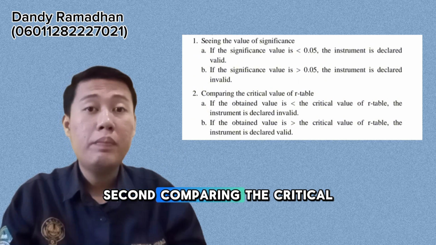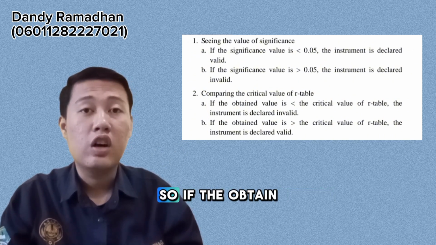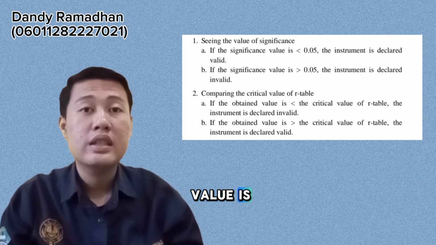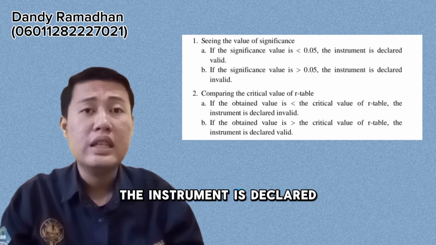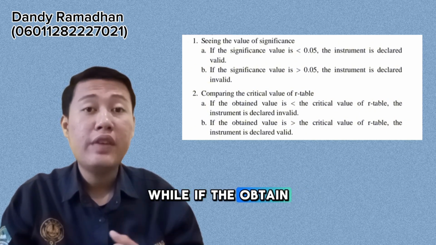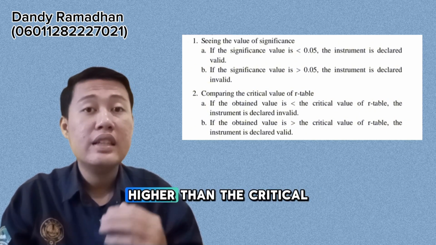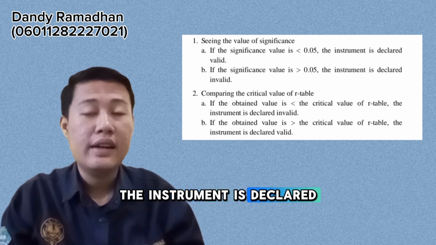Second, comparing with the critical value of the R table. If the obtained value is lower than the critical value of the R table, the instrument is declared invalid, while if the obtained value is higher than the critical value of the R table, the instrument is declared valid.